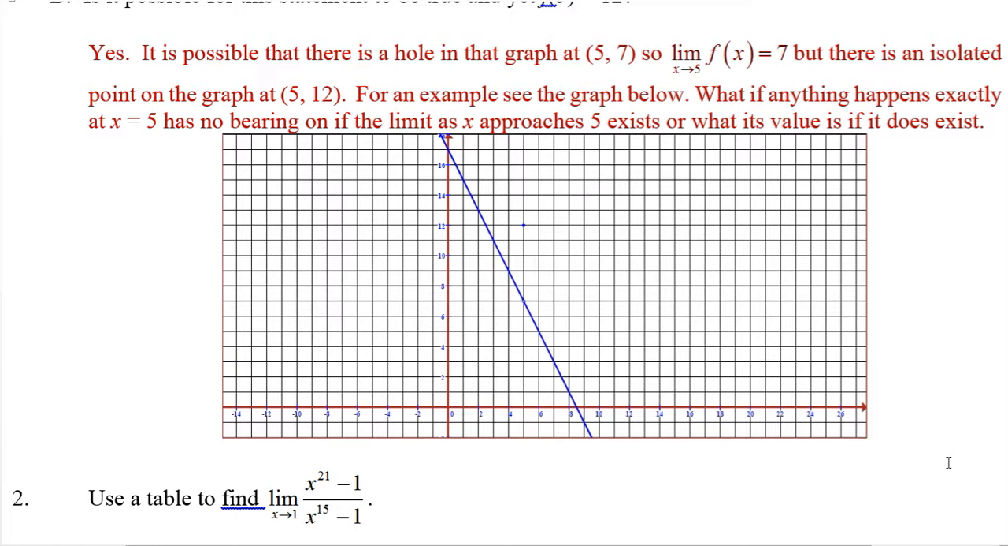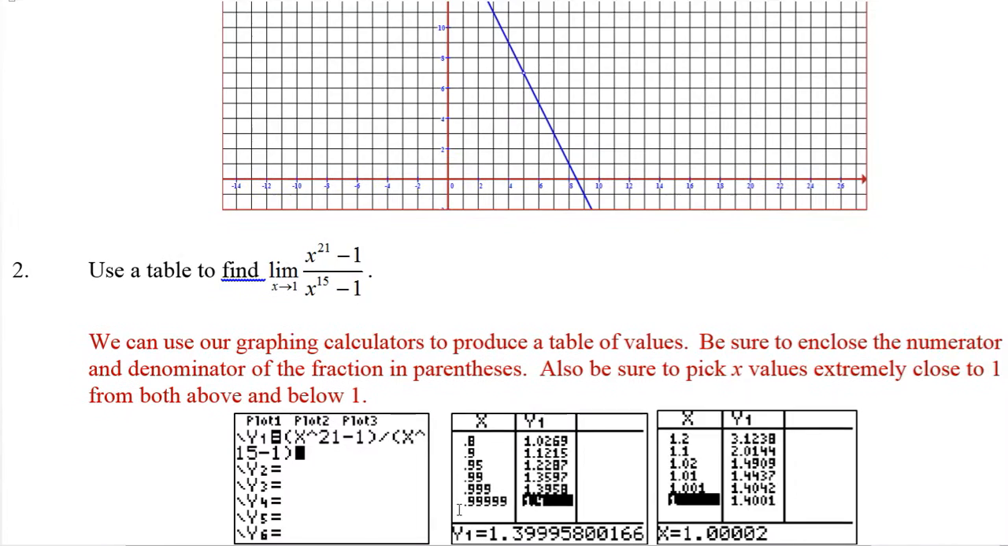Next, use a table to find the following limit. The limit as x goes to 1 of (x to the 21st minus 1) over (x to the 15th minus 1). Okay. Well, we can use a graphing calculator to look at some tables. So to do that, we're going to first put this formula in, say in Y1, here on a TI-84. And on a TI-84, you want to be sure you put the numerator in parentheses, then divide, and then the denominator in parentheses there.